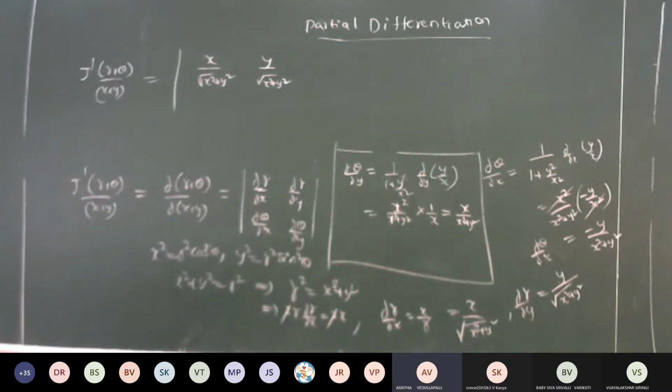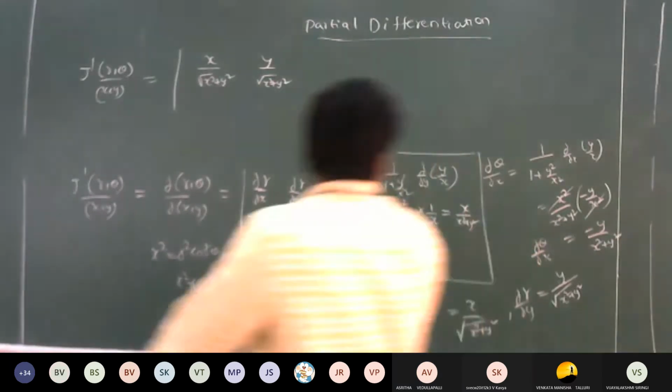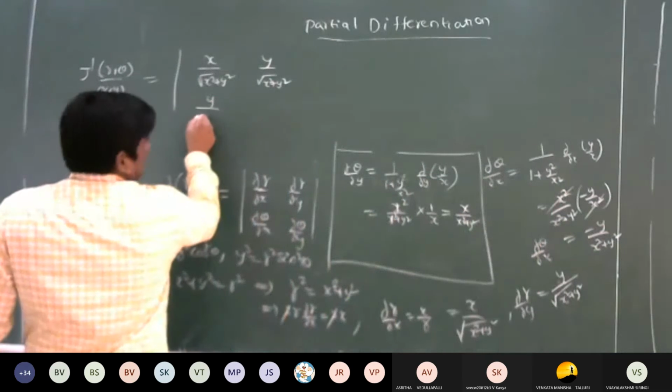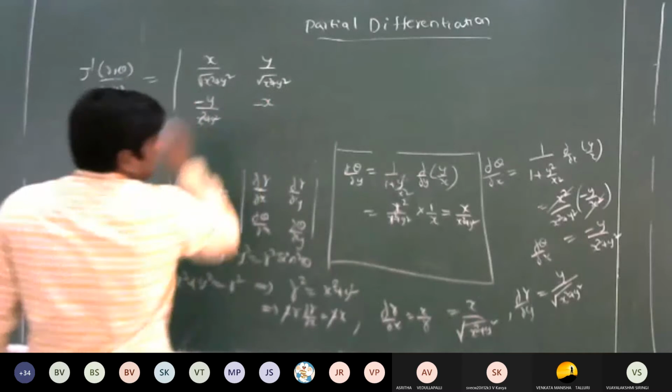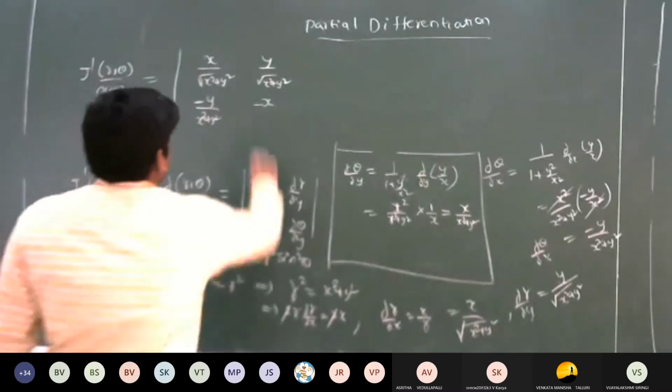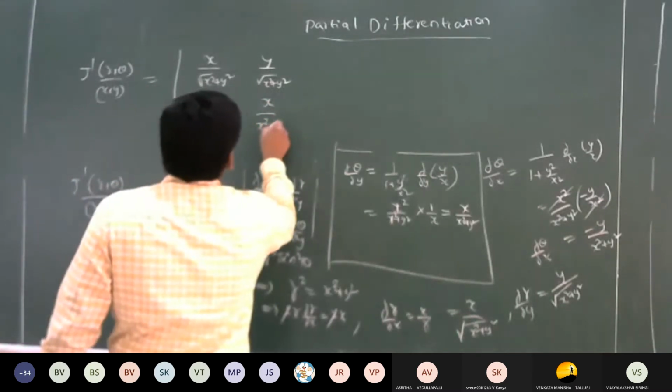What is the dou? Minus y by x square plus y square. Minus y by x square plus y square. x square plus y square. So this is x by x square plus y square.